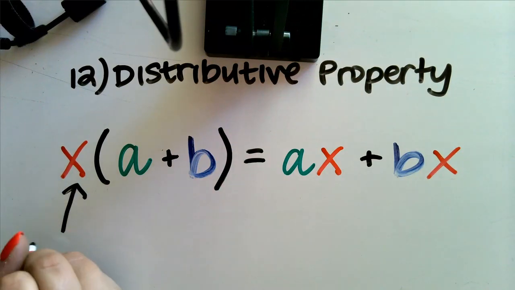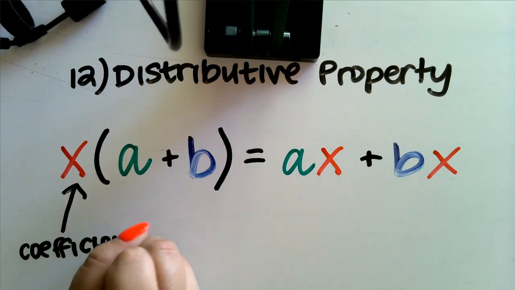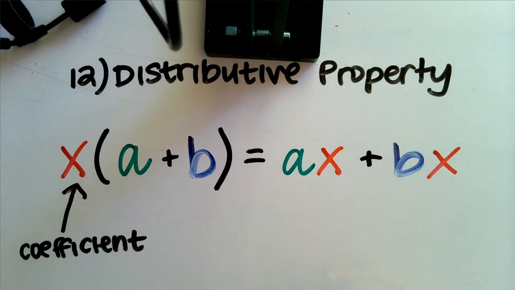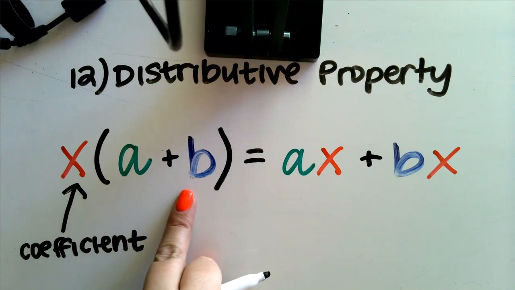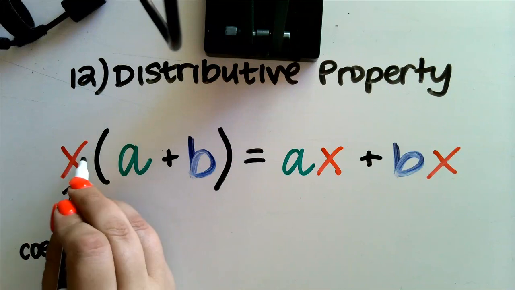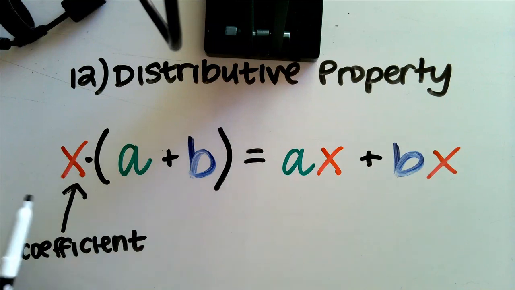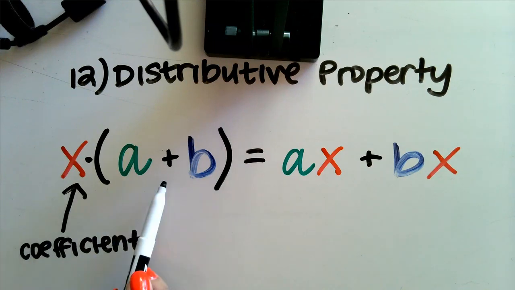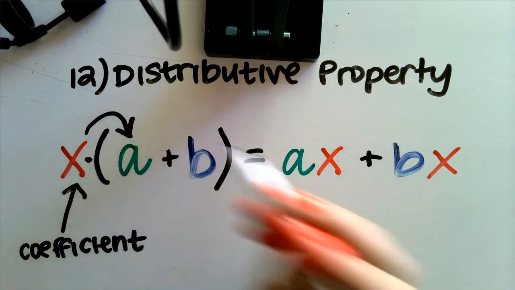Just a reminder, this guy is called the coefficient. This is called a coefficient, and it's sitting in front of something that's happening inside of parentheses. Just a reminder, guys, that this is really a multiplication sign. There's this invisible multiplication sign in there. So with the distributive property, whenever we have a coefficient sitting in front of or being multiplied into some parentheses, we are going to distribute it in.